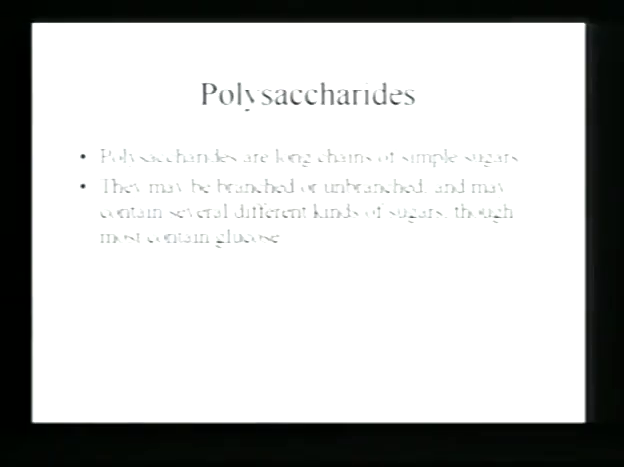They may contain several different kinds of sugars, although the most common kind of sugar that you see in these polysaccharides, at least in living systems, is glucose. Glucose is sort of the preferred sugar molecule for most organisms. Plants make a fair amount of fructose. They make a fair amount of maltose as well, and a few other sugars. But animals use glucose almost exclusively.